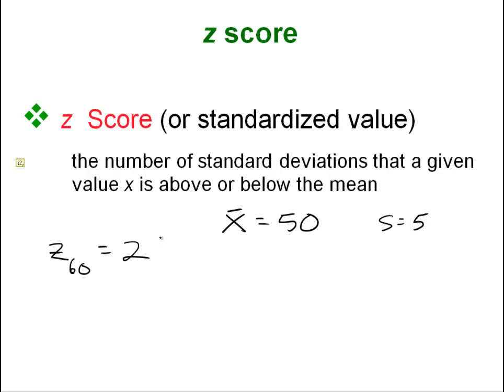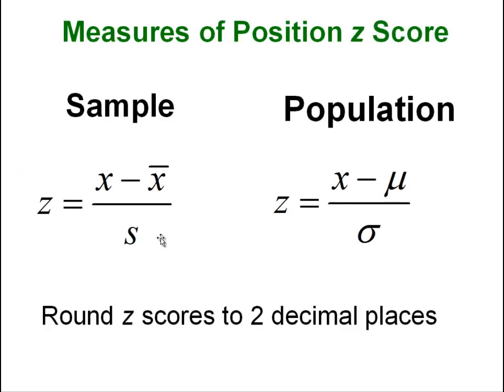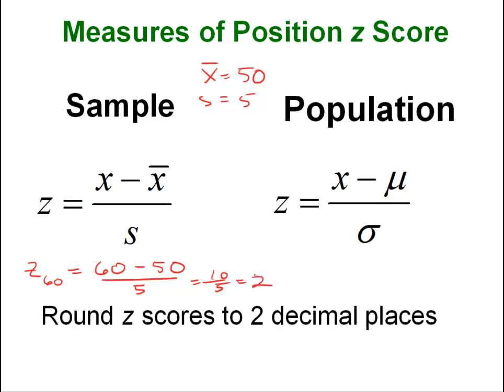Okay? So in its simplest sense, a z-score just tells you how many standard deviations above or below a number is from the average, the mean. And here's the formula. In our previous example, x bar was 50 and the standard deviation was 5. So if we were trying to find the z-score for 60, we would do 60 minus 50 divided by 5, which gives us 10 over 5, which gives us 2.